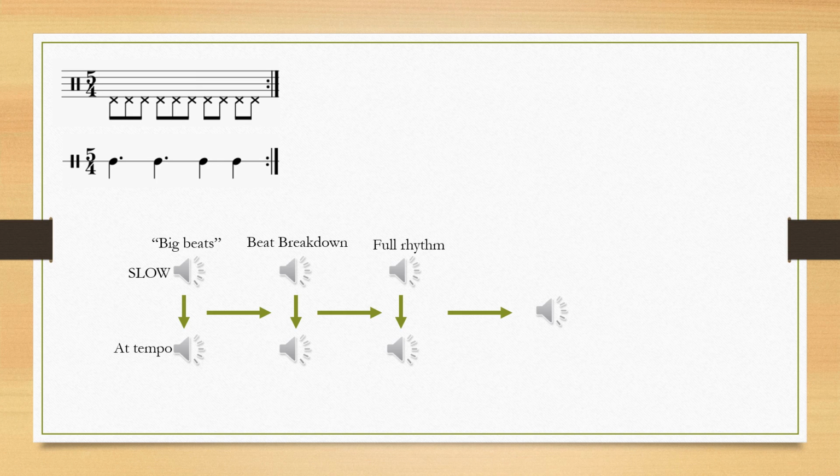Now I'm going to put the cymbal with the bass and triangle, so the big beat and the breakdown sound together. Again, same as last time, both slow so you can hear all the parts clearly, and then at the tempo of the movie theme.